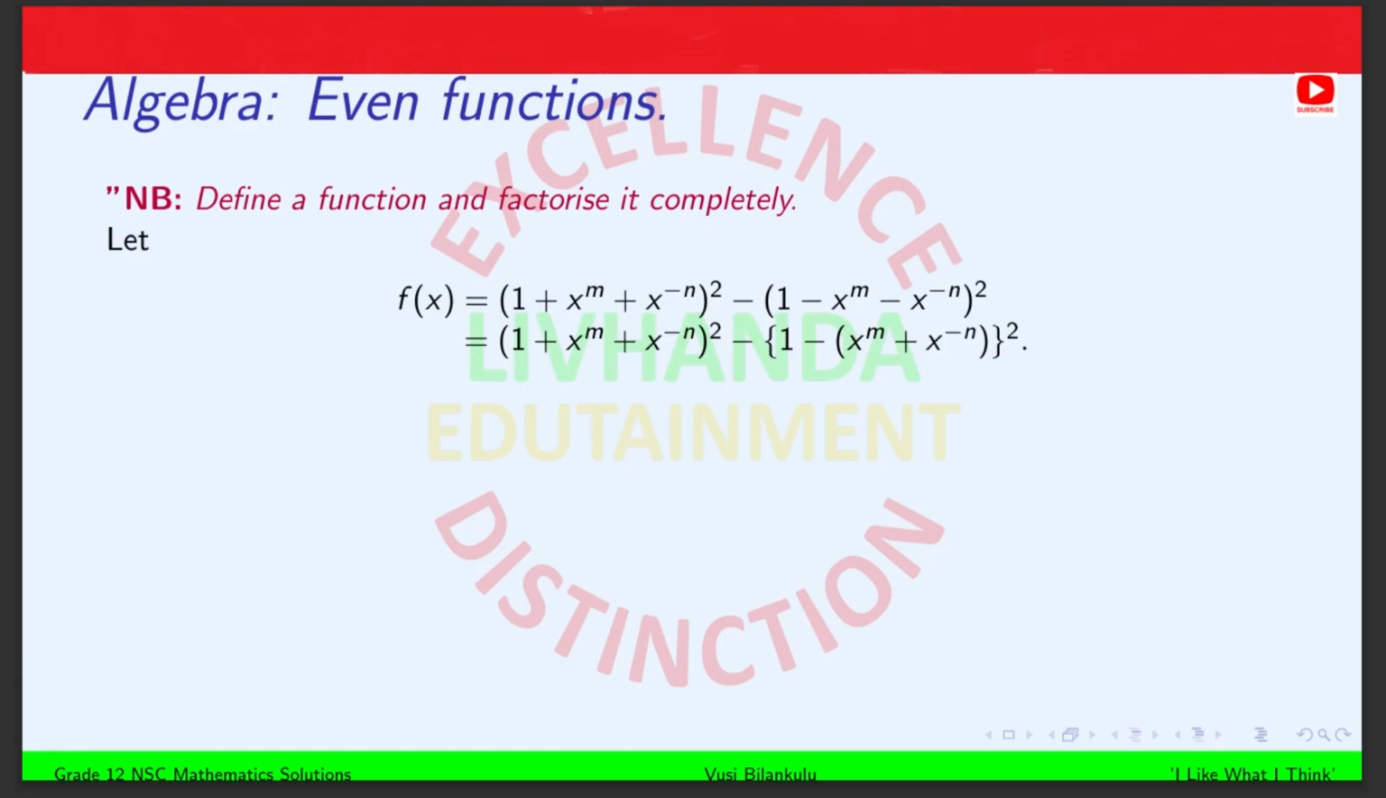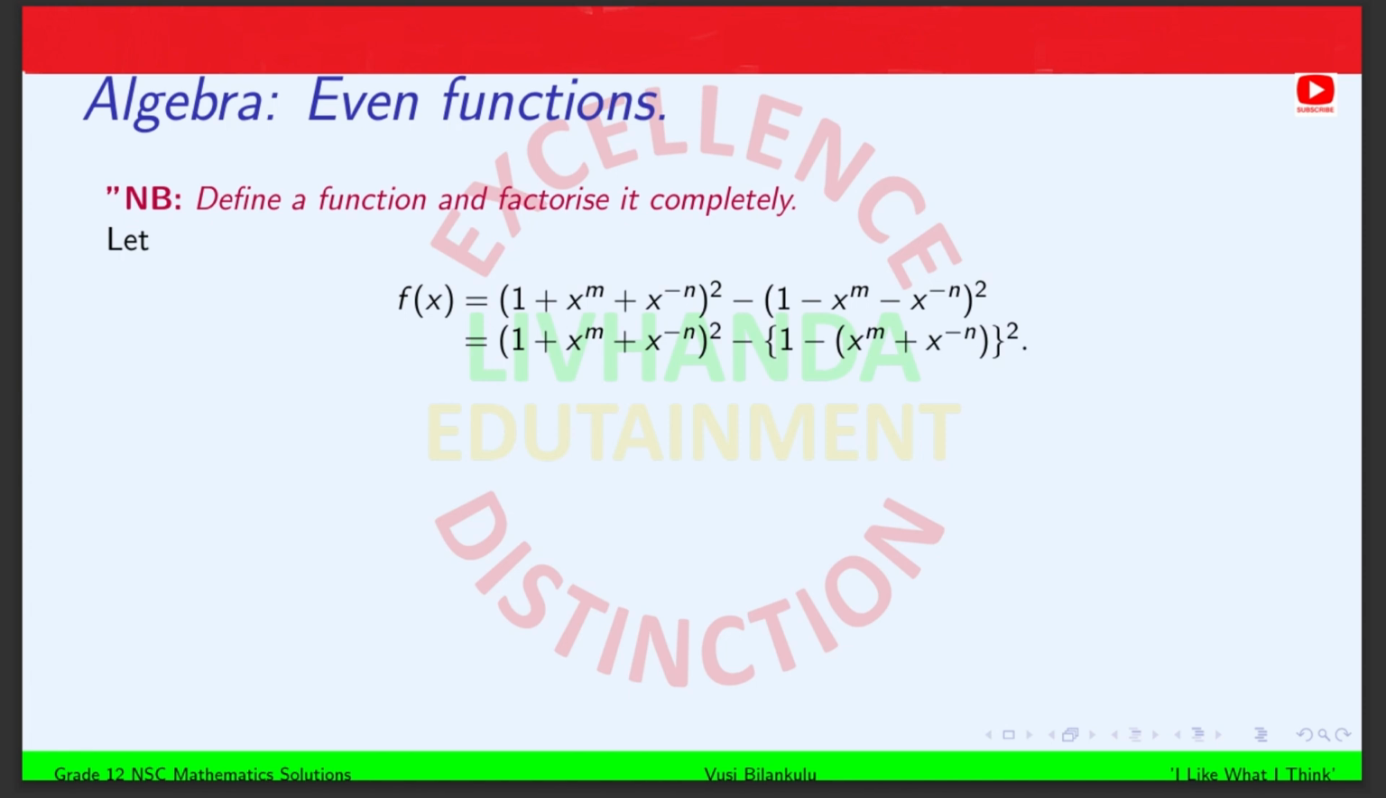This last question requires defining a function of x and then obtaining factors of the same function. The goal is to show that at least one factor is 2. In the initial step, the function of x is defined as a difference of two squared terms. The first term is defined as 1 plus x exponent m plus x exponent -n. The second term is defined as 1 minus x exponent m minus x exponent -n.